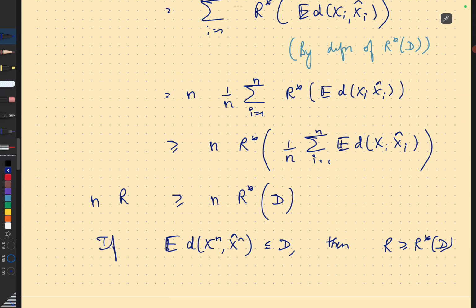So this basically shows that it is impossible to achieve any rate that is strictly less than this rate distortion function. Any questions?